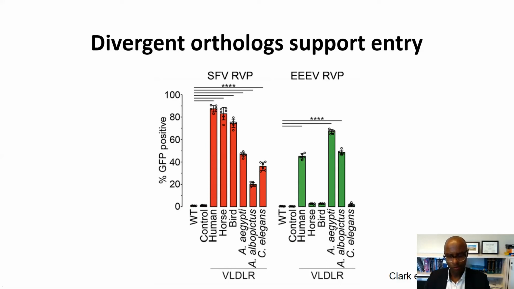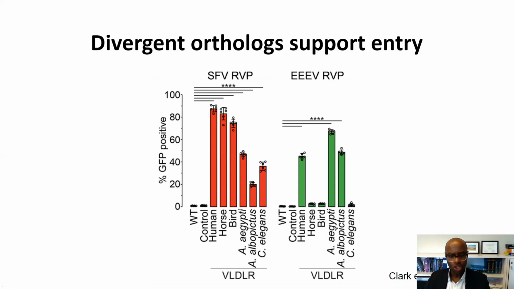The set of receptors here are overexpressed again on Kpac62 cells, shown on the right for EEE as well. And hopefully you can see that SFV is quite promiscuous in being able to use VLDLR orthologs from organisms dating as far away from humans as the worm ortholog, derived from C. elegans. While Eastern equine encephalitis virus RVPs were able to infect human VLDLR-expressing cells, of course, but also the two mosquito orthologs we tested, Aedes aegypti and Aedes albopictus.